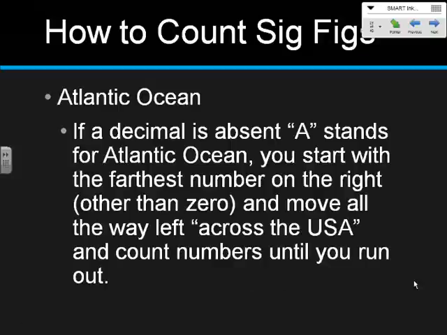Now, if you're given a number and you don't see the decimal, like you would have to place the decimal yourself, then that means the decimal is absent, and that stands for Atlantic Ocean, so that means you would start with the number farthest on the right. And you would start on the right side of the number. You always start with the first number other than zero and move all the way left across the United States, or across your number, and count the numbers until you run out. So let's look and see how this works.